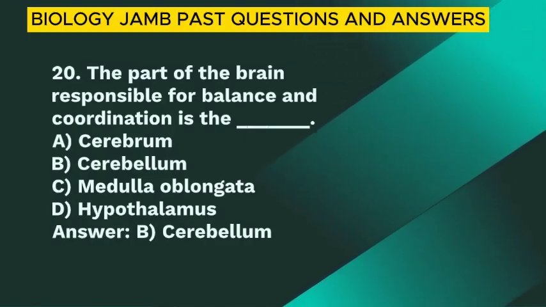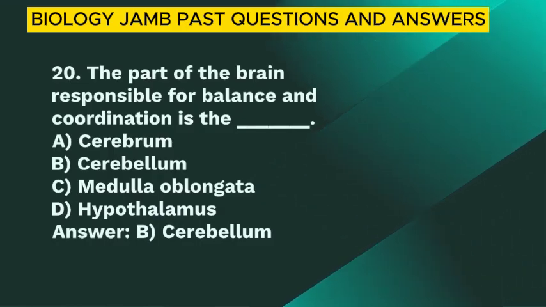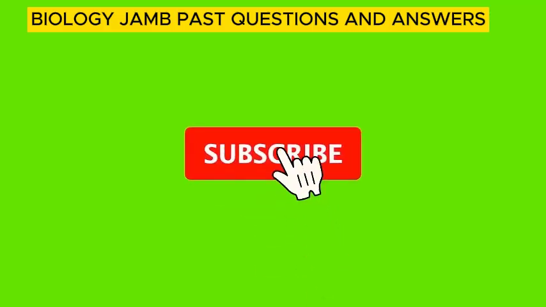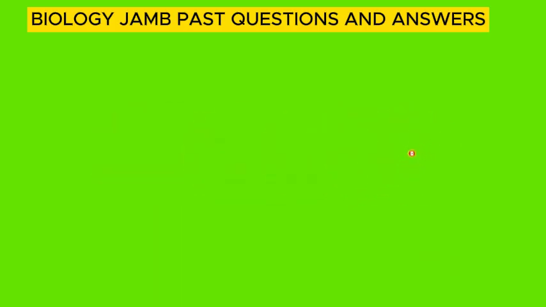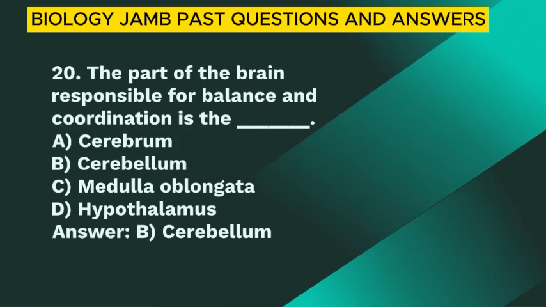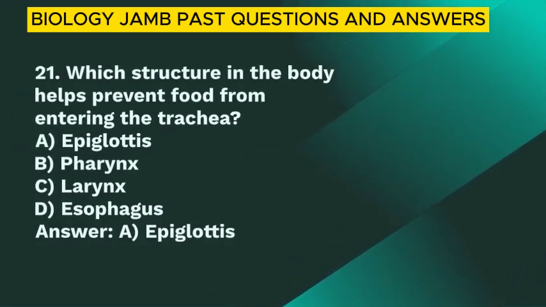Question number 20. The part of the brain responsible for balance and coordination is the dash. A. Cerebrum, B. Cerebellum, C. Medulla oblongata, D. Hypothalamus. The answer is cerebrum.